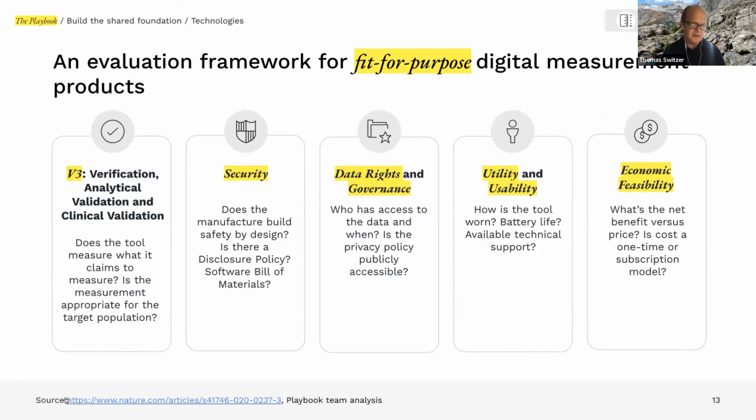Economic feasibility, what's the cost, the benefit versus price. There's an interesting discussion we've had, when you look at some large global phase 3 studies in the ePro space, where we paid for 3,500 HTC mobile phones that were obsolete at the end of the trial. What do you do with 3,500 HTC mobile phones at the end of the trial? Do you have a purchase model, or do you have a lease model where you have to give it back and somebody else can figure it out?